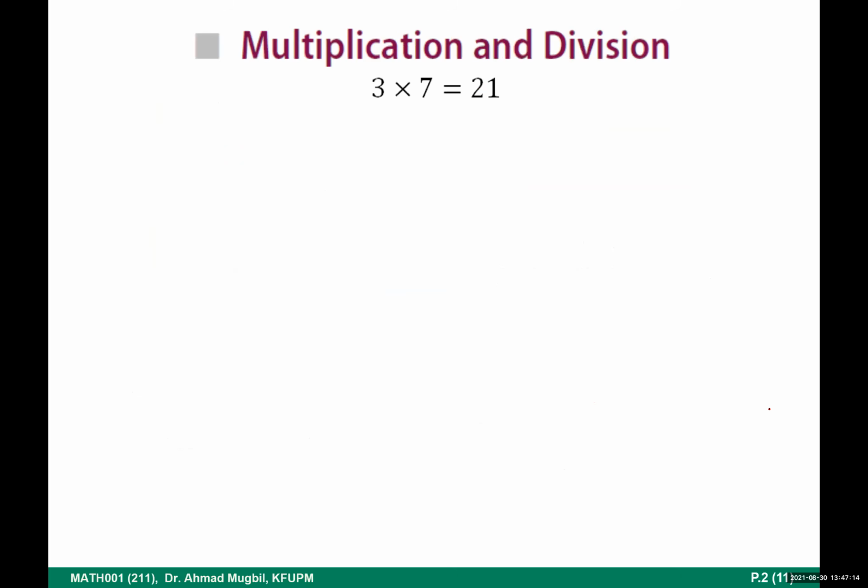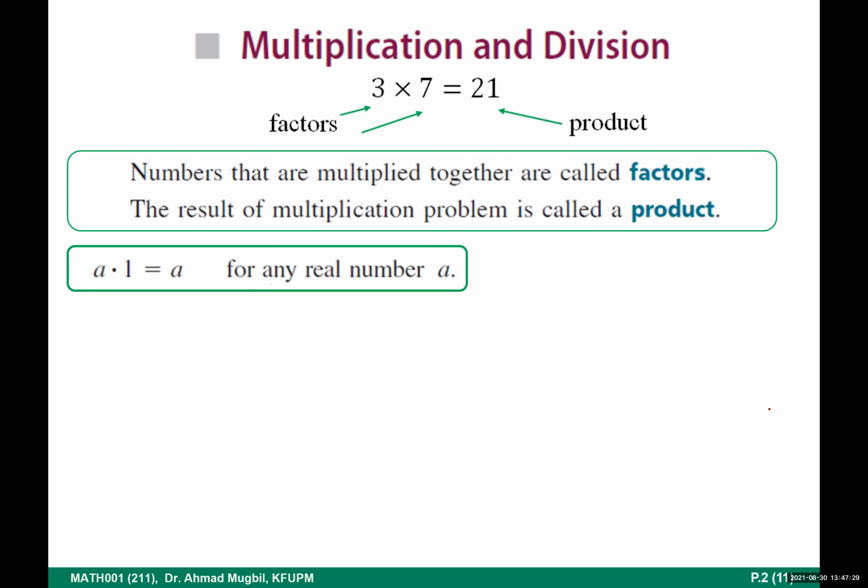Now, for the multiplication, as I showed you at the beginning, 3 times 7 is 21. 3 and 7 are called the factors of 21, and 21 is called the product of 3 and 7. When you multiply any number by 1, you will have the same number. This is why we call 1 the identity of multiplication.